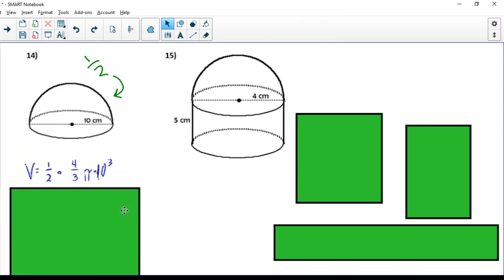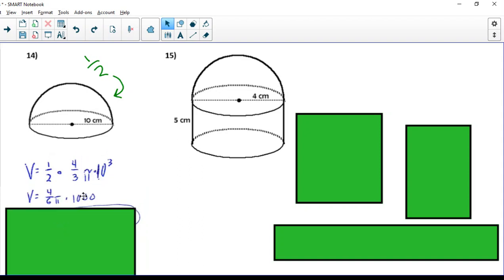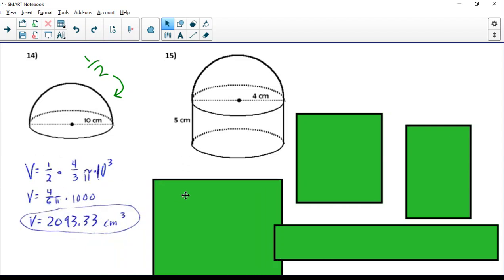Okay, so the first thing you want to do is just put a half out here for half that sphere. And then our sphere formula is 4/3 times pi radius cubed. So the next thing that I did was 10 times 10 times 10 is 1,000. Multiplying these two fractions together, 1 times 4 is 4, 2 times 3 is 6. And when I multiply these together times 3.14, you should end up with this as your answer.